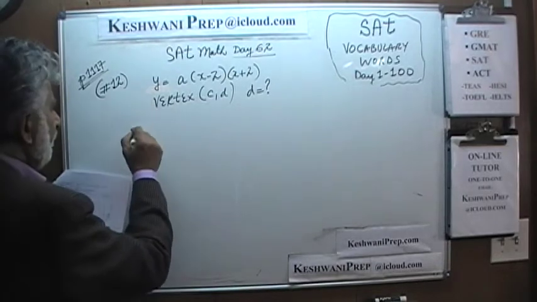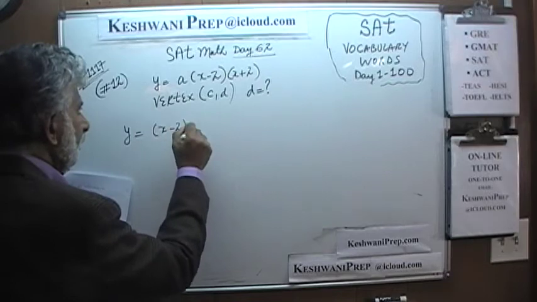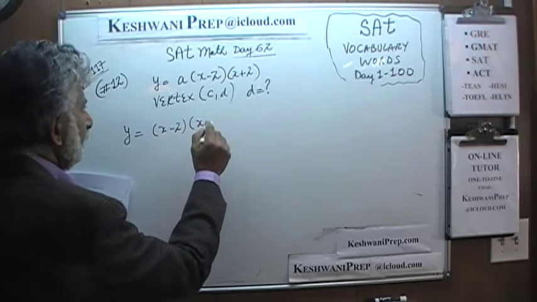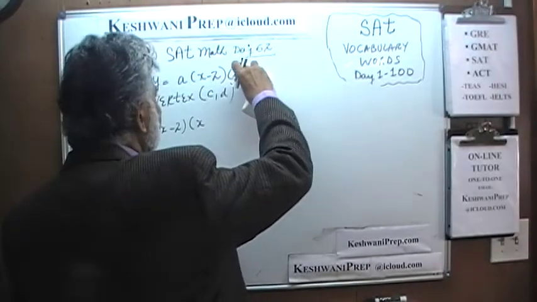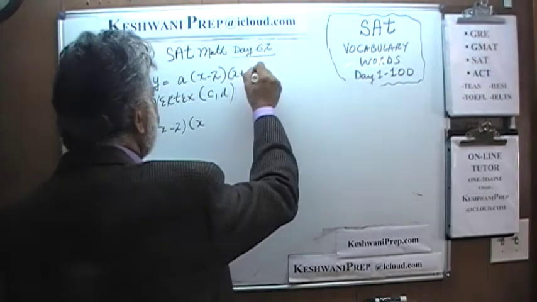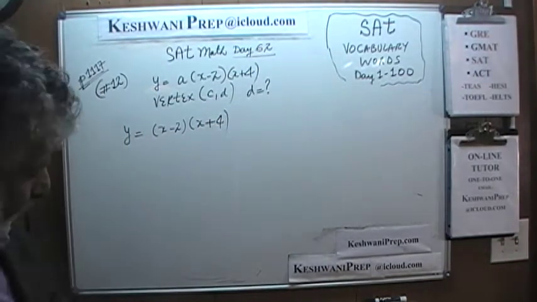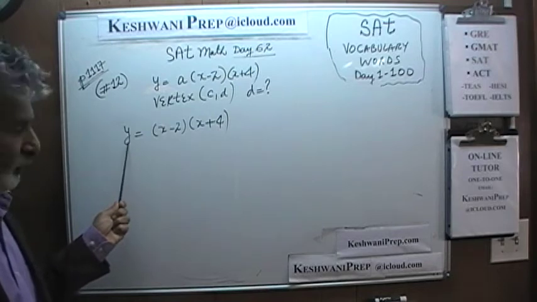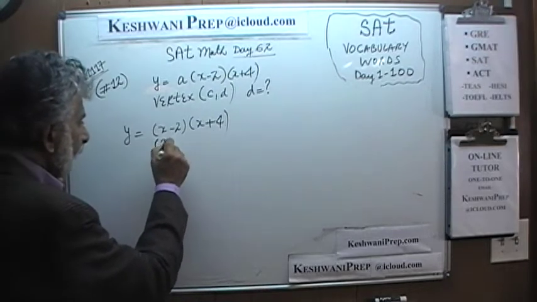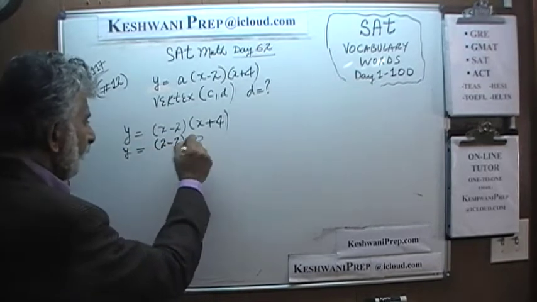Before we look into this parabola, let's look at something simple. Let's look at y equals (x minus 2) times (x plus 4). Let's look at this one first, okay? As you can see, in this parabola, y would be 0 if x is equal to 2.